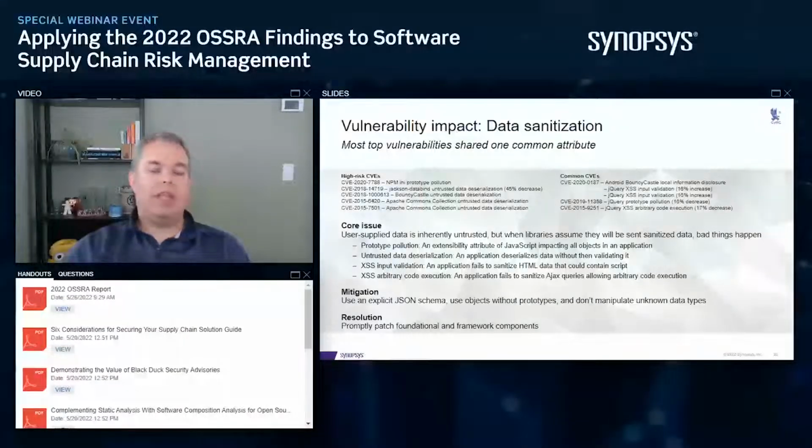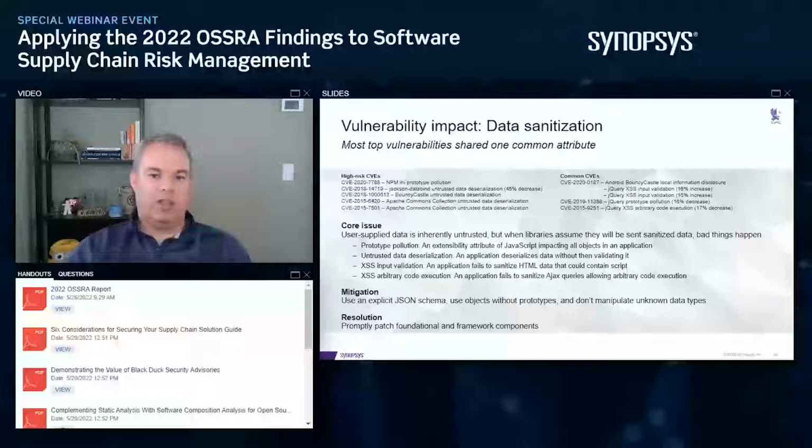Now, one of the mitigations that could be put in place, for example, if there's a choice made to not patch, is to use an explicit schema. So effectively telling the libraries what to expect as opposed to relying on them to guess correctly. And if you don't know what that data type is, stop. Do not continue to manipulate it, because if you continue to manipulate something that hasn't passed validation, you might be compounding the problem.